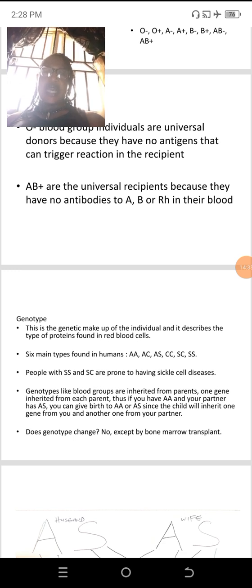People with SS and SC genotypes are prone to having sickle cell diseases. And just like blood groups, genotypes are also inherited from parents. One gene is inherited from each parent. So if you have genotype of AA and your partner has genotype of AS, you can give birth to AA or AS, since the child will inherit one gene from you and another one from your partner.